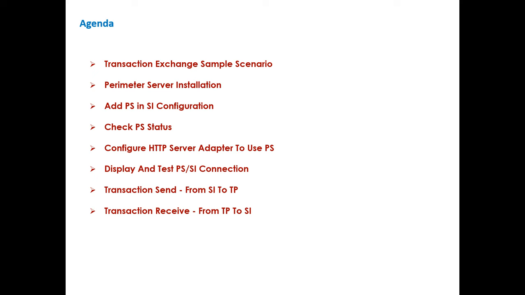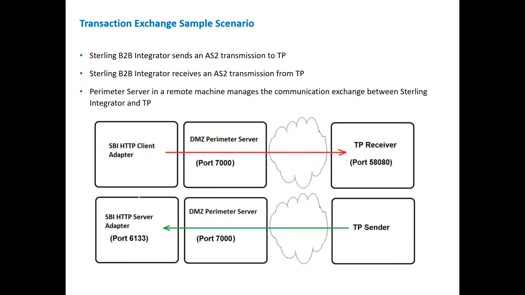Then how do you configure the perimeter server with Sterling Integrator, and then test the connection to ensure that the perimeter server is connected with your Sterling B2B Integrator. And then a quick example of an outbound data connection from Sterling Integrator to your trading partner via perimeter server, and then the opposite way, a trading partner sending data inbound through perimeter server to Sterling Integrator.